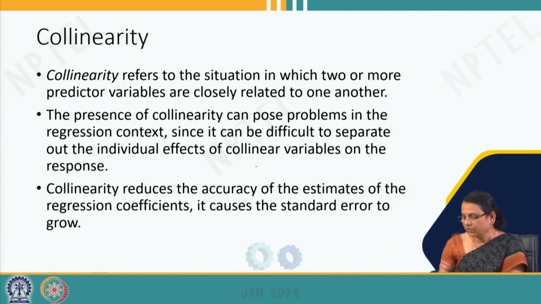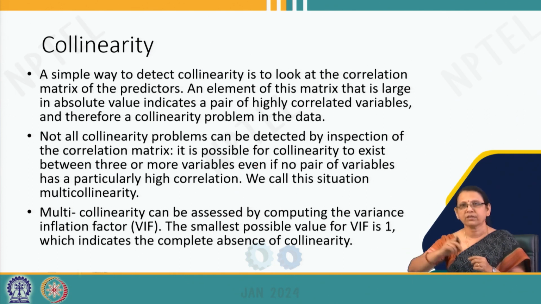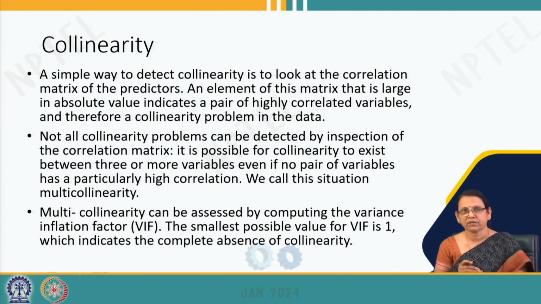Next question is, how do you detect this collinearity? First, you can detect collinearity by looking at the correlation plots. In the correlation matrix, if some value is close to 1, or in a correlation plot if you get a straight line, then you know that there is collinearity between two feature vectors, the predictor variables.